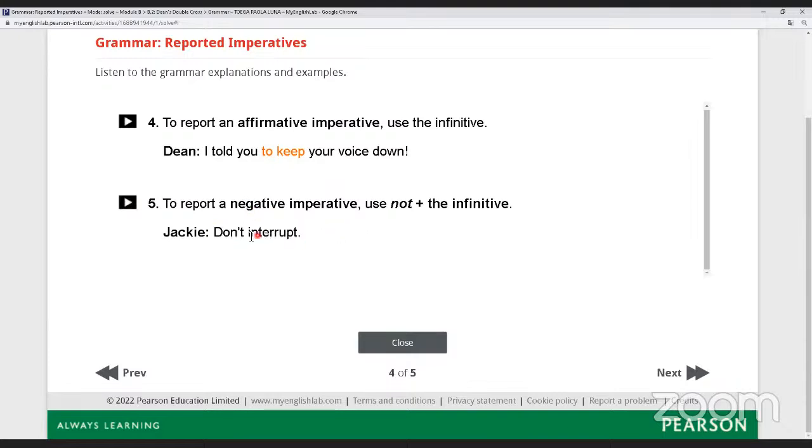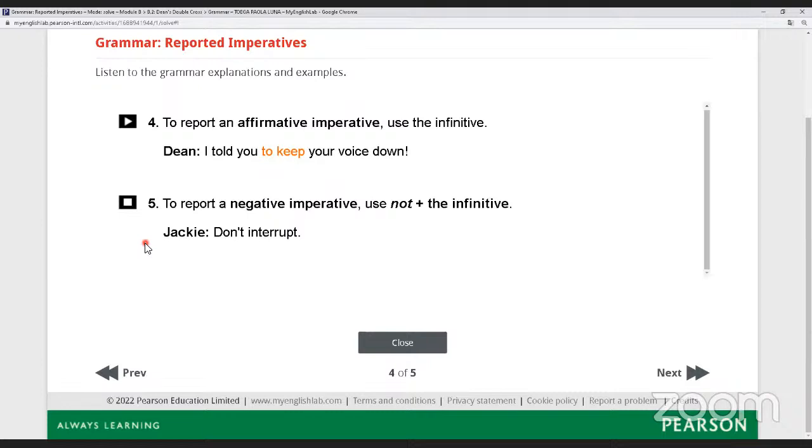As you can see, this is a direct imperative, right? We are going to use quotation marks, and this is a direct imperative where Jackie is using the other person's exact words. But how about if I want to change it into a negative imperative? This is a negative one. We're going to place the infinitive just at the beginning. So let's see. To report a negative imperative, use not plus the infinitive.